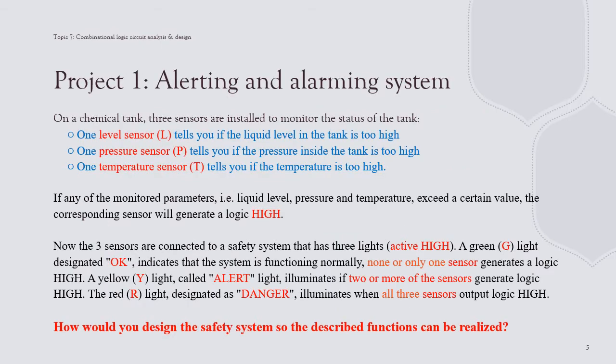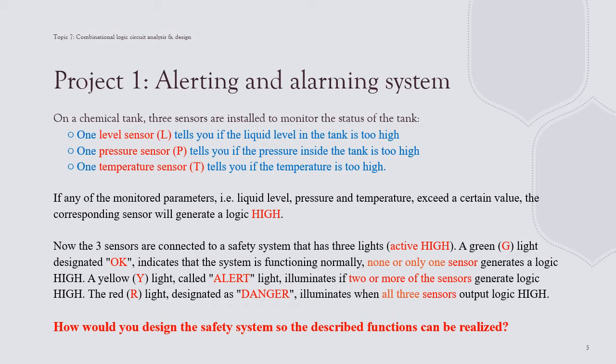Okay, let's look at our first design project: the alerting and alarming system. Here is the description. Say we have a chemical tank in a factory, which is used to store some maybe dangerous chemicals. In many cases we need to monitor the fluid inside the tank to make sure no accident happens.